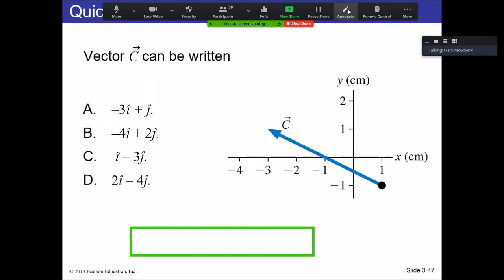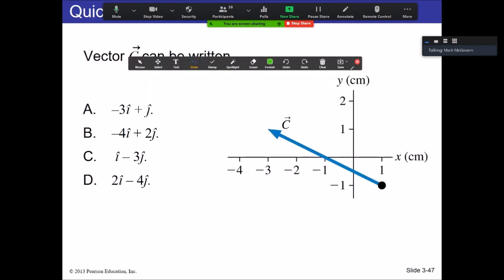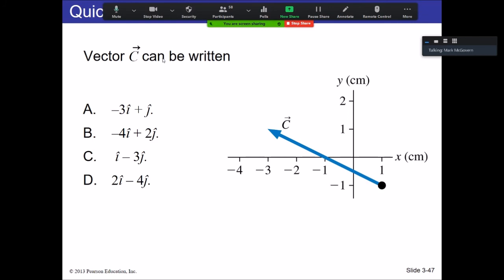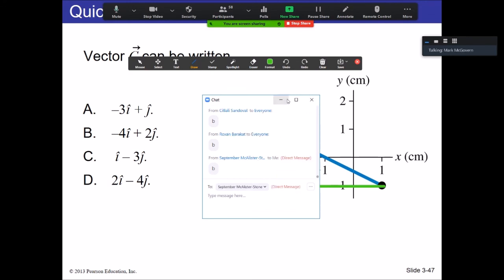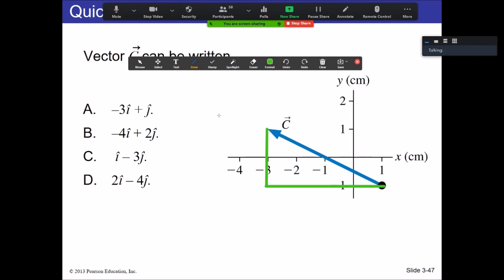All right. Now, question for you here. Vector C. How would you write it? Okay, I think all right, I get it. It's B. You guys got it. You're learning. I'm happy. I'm doing my job.